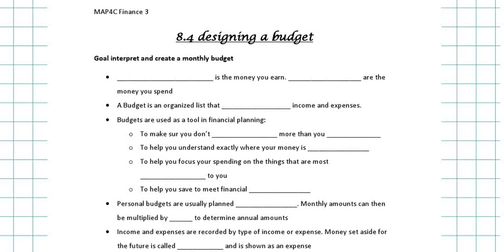So we have the income, which is the money you earn, and the expenses, which are the money you spend. So these are the two things we look at when we're designing a budget: how much you make and how much you spend. So when you're talking about a budget, it's an organized list that compares your income to your expenses.